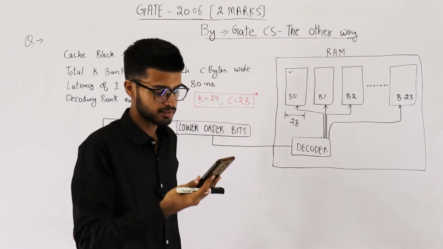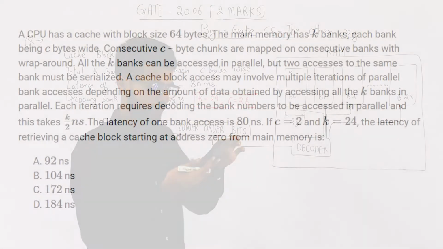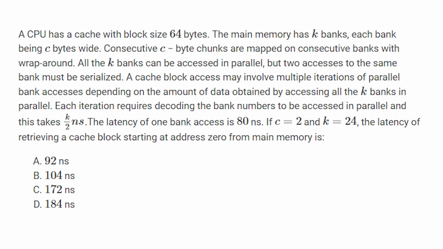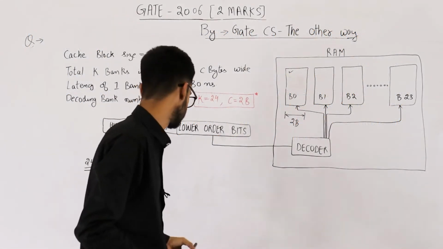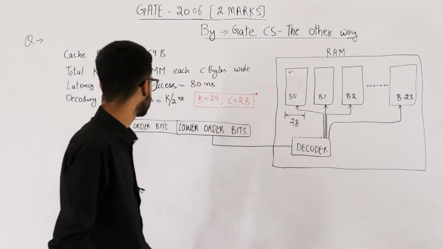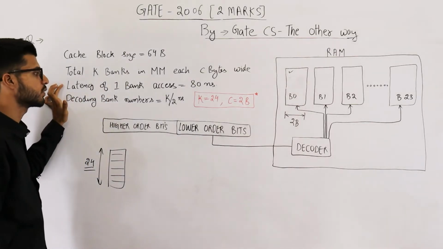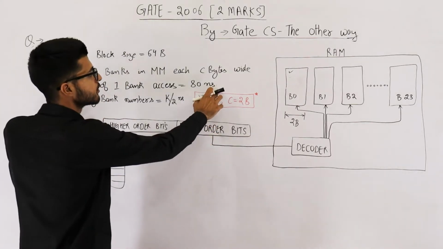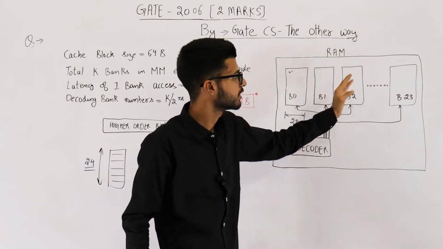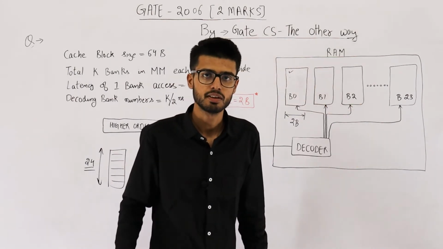Let's read what they are asking. The latency of one bank access is 80 nanoseconds. If c is equal to 2 and k is equal to 24, then latency of retrieving a cache block starting at address 0 from main memory is. So they are saying latency of accessing one bank is 80 nanoseconds. That means each of these banks requires 80 nanoseconds.